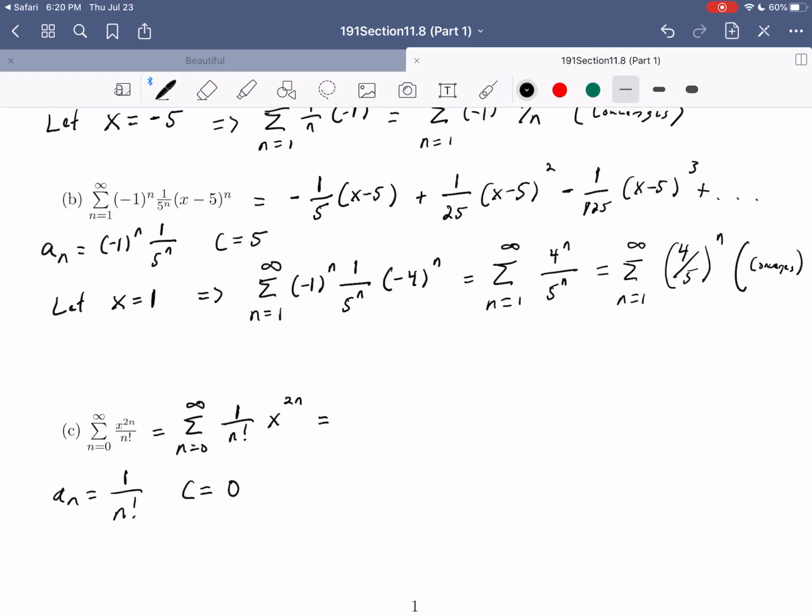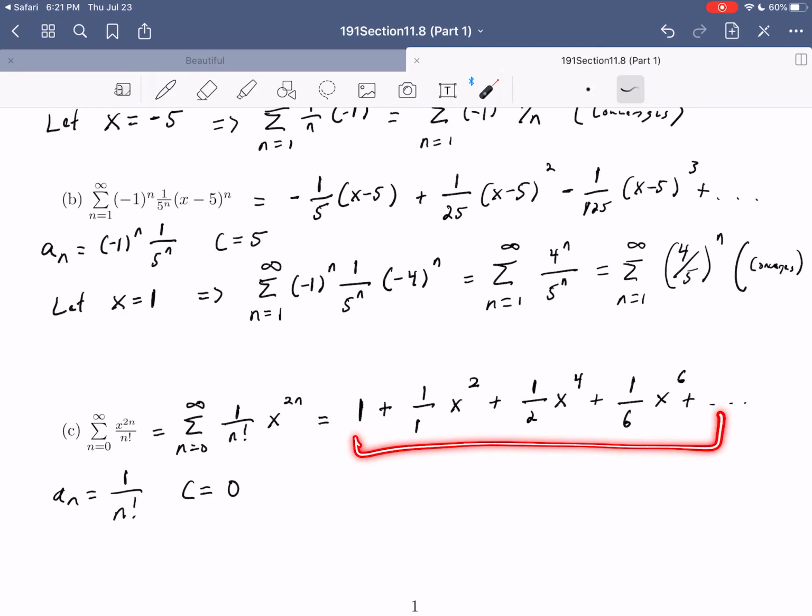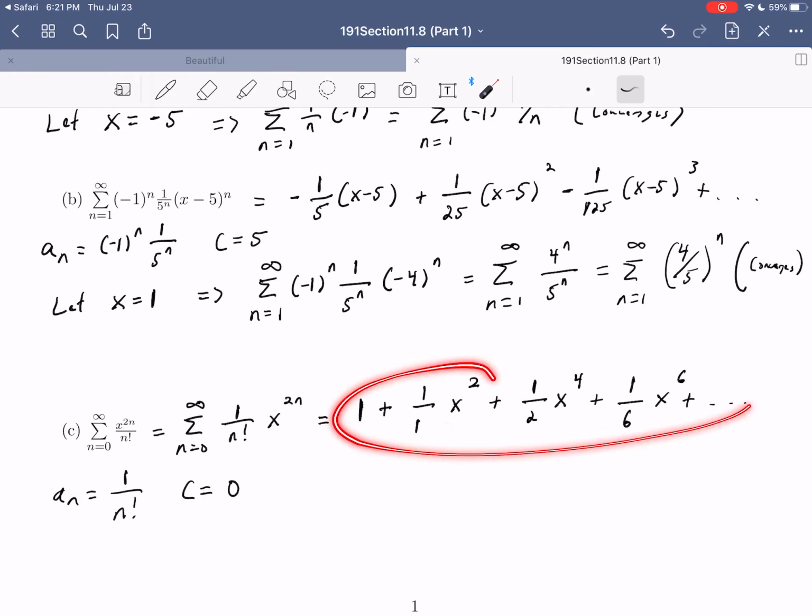If we actually wrote out the first few terms, we'd have to be a little lucky and know that 0 factorial is equal to 1. That is a definition for factorials. 0 factorial is defined to be 1. So it looks like we get 1, and then plus 1 over 1 x squared, and then 1 over 2 x to the 4th, and then 1 over 6, because 3 factorial is 6, x to the 6, plus dot, dot, dot. And so you would notice that this is once again all just a bunch of polynomials. Only little difference here is that the x to the 2n is only giving us even exponents. So this would be an only even degree polynomial and infinite in nature.